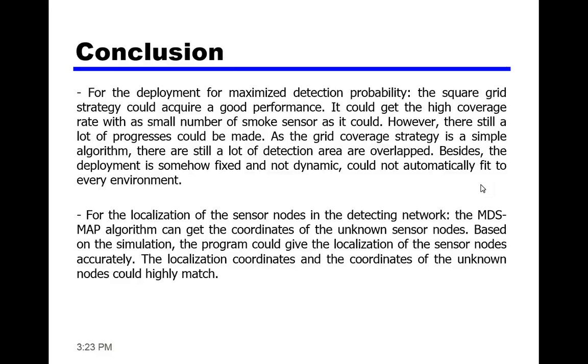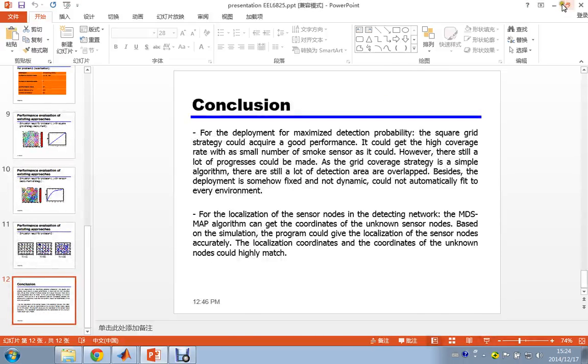For the localization, the MDS-MAP algorithm can get the coordinates of the unknown sensor nodes. Based on the simulation, the program can localize the sensor nodes accurately. The estimated coordinates and the coordinates of the unknown nodes highly match. Okay, then here's my demo part.